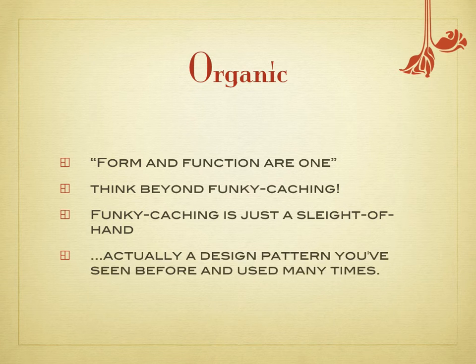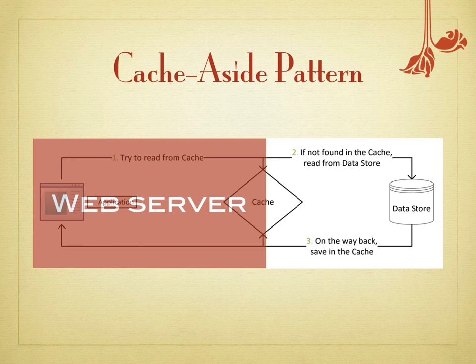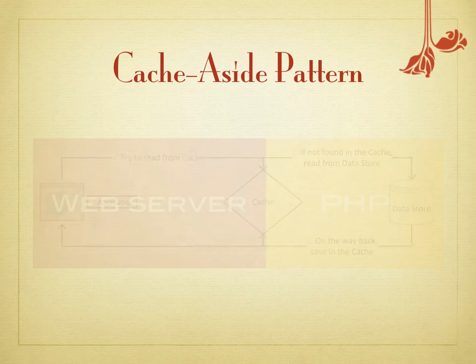Let's think beyond funky caching. It's a sleight of hand trick. It's actually a design pattern, and the design pattern it really is called cache-aside. And there it is. The trick is you see the first part, the second part of the caching, except instead of a data store, we're doing work. But it's the same concept. And the third part is on the way back, we save to cache, right? But the sleight of hand trick is that it spans multiple systems. It spans both Apache and PHP. One part is the web server, the other part is PHP.